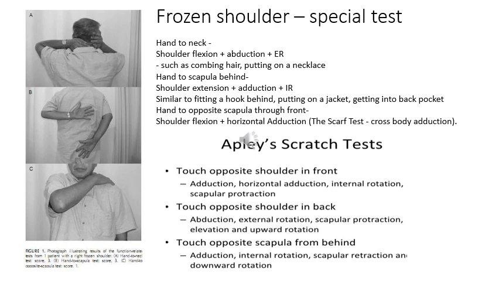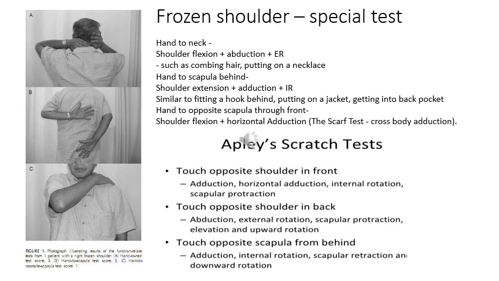Then also hand to the opposite scapula anteriorly. That is shoulder flexion plus horizontal adduction. It's the scarf test, just like you are removing or taking a scarf from the opposite shoulder. It's also a cross body adduction.